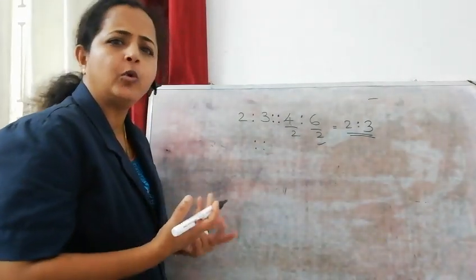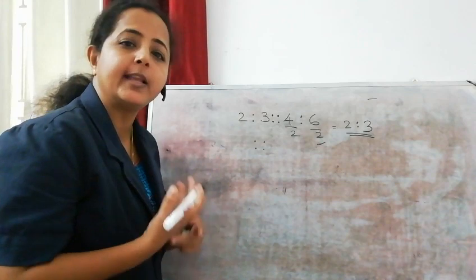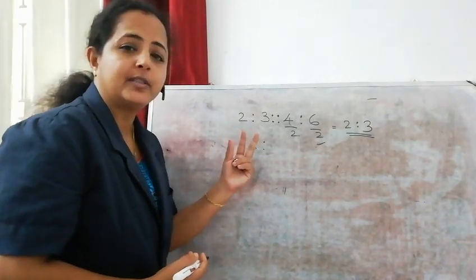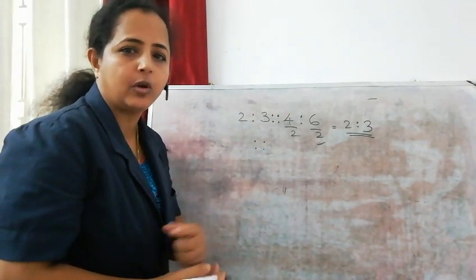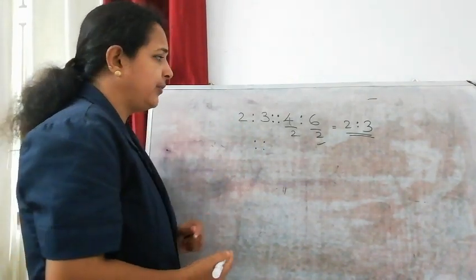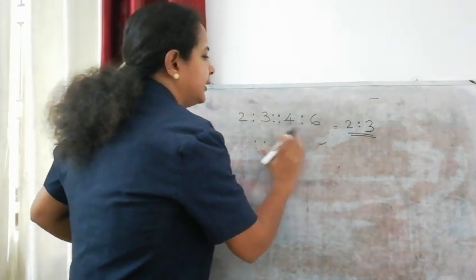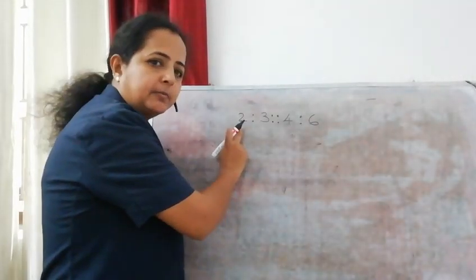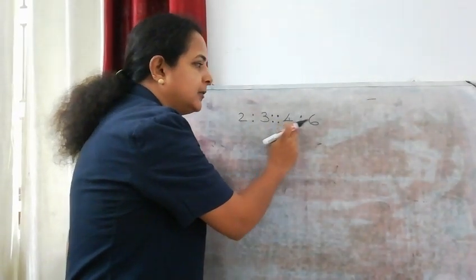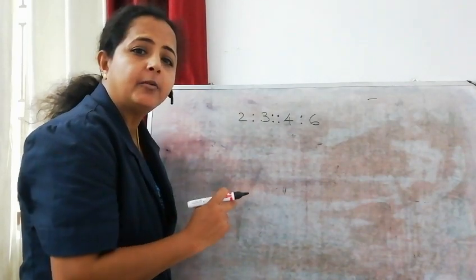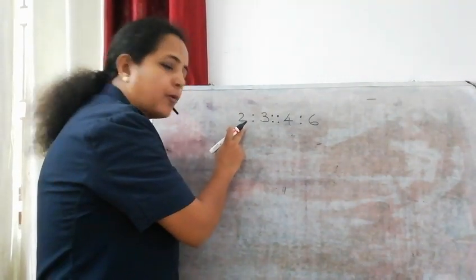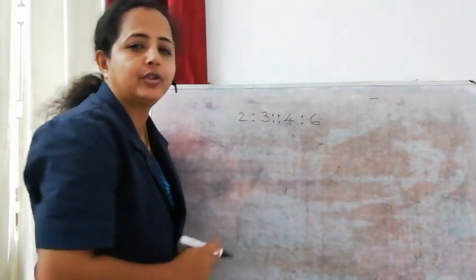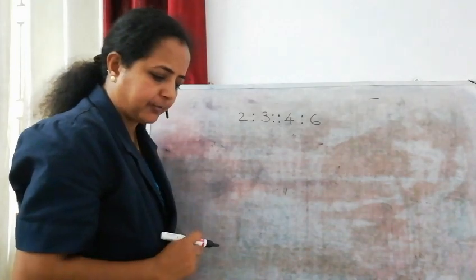Okay. Then how to check whether given two ratios are equal or not? There is a method of checking. First of all, we have to know that in these four numbers, this is the first term, second term, third term, fourth term. Each term we can call first proportional, second proportional, third proportional and fourth proportional.